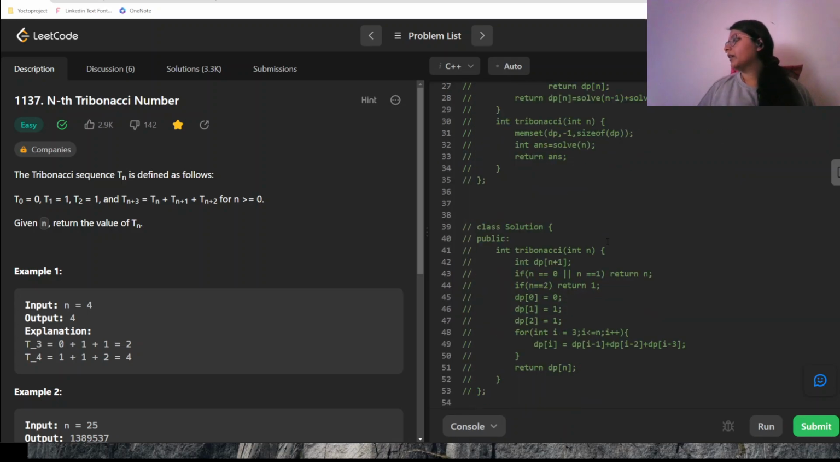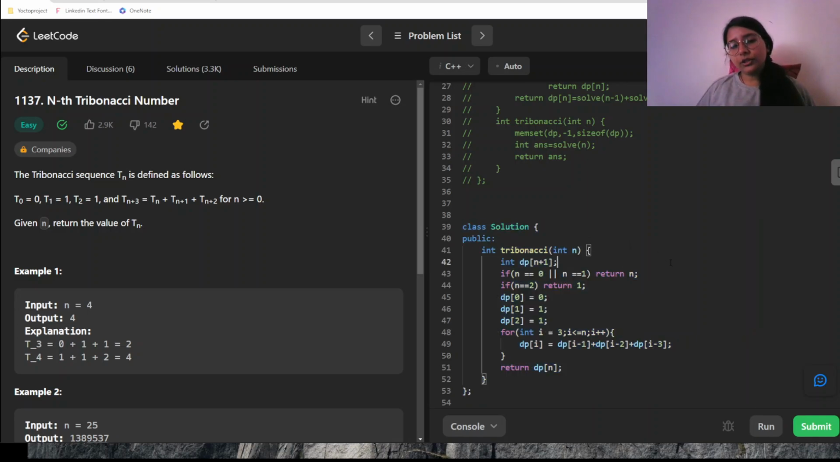Now comes the part for the iterative version of this particular solution. So here, rather than using those recursive calls and so on, we are iteratively doing the same. So here I have taken this array where the size is up to n plus 1, and if my n equals 0 or n equals 1, then I would be returning n. Same goes with the case of 2: if it is 2, then I will be returning 1. Here I am assigning the values to my DP at 0, 1 and 2. Basically these indices would be storing these values only.